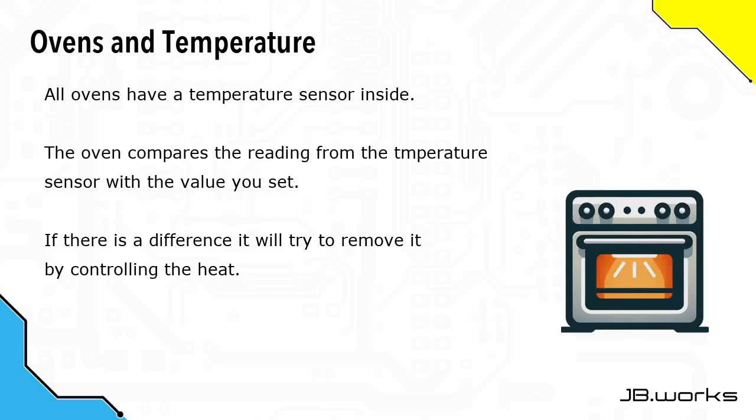And if it sees a difference between the two, it will either increase the heat or decrease the heat to try and make the temperature in the oven match that which you wanted it to be. So essentially the sensor is detecting the temperature so that the oven can then control it.